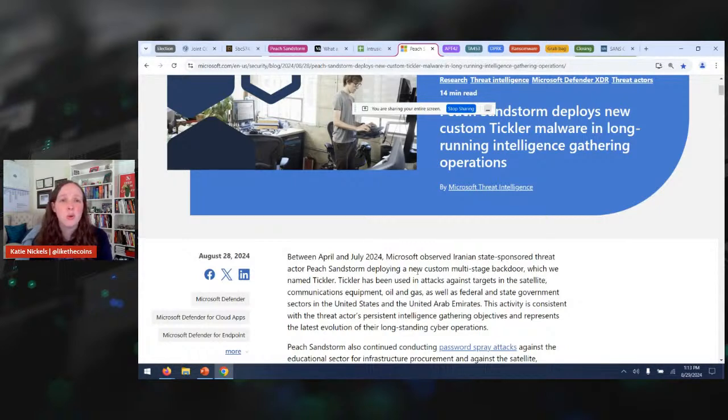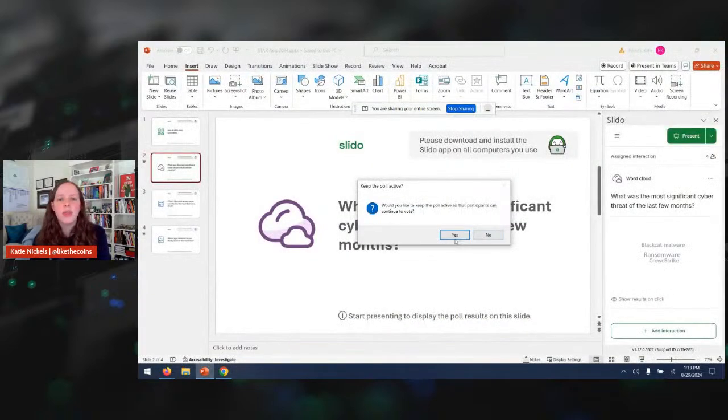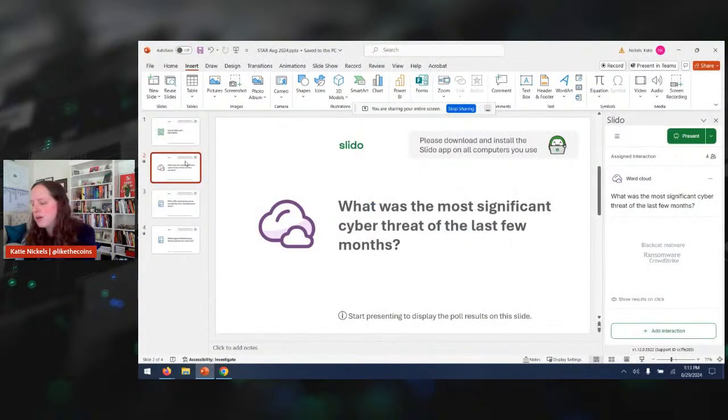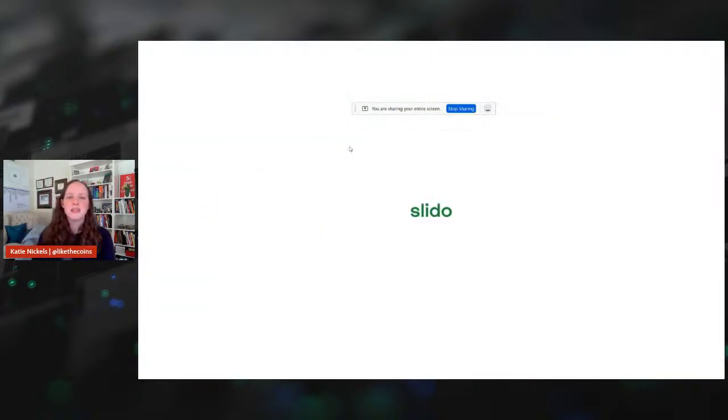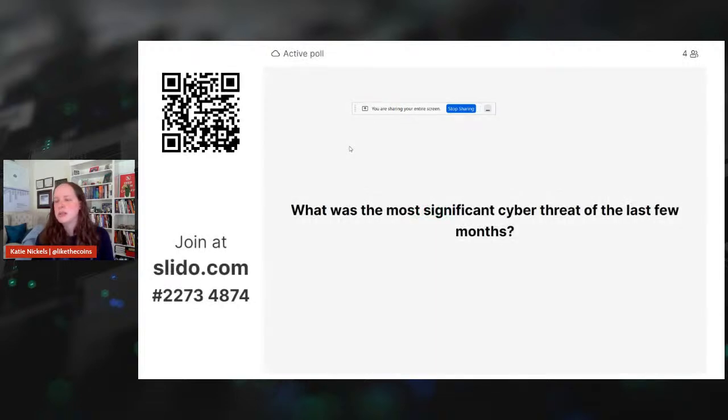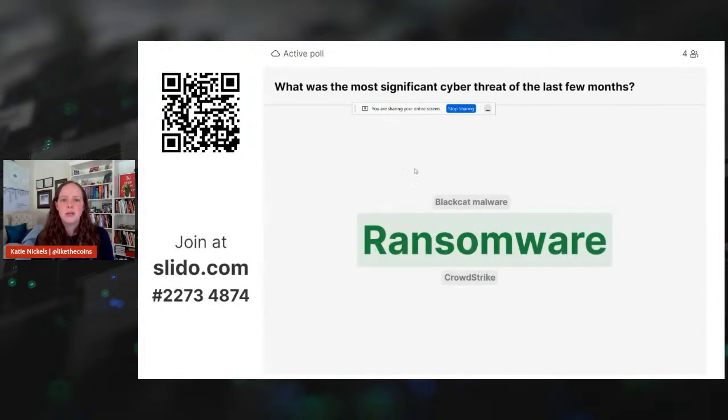We're also going to talk a little bit about ransomware later, but let's go back to that poll. Let's see what you all think about most important, most significant cyber threat over the last few months. Let's see if anyone's voted. All right, we got a few votes. If you wanna vote, you can go over to slido.com, enter that number, or scan the QR code.